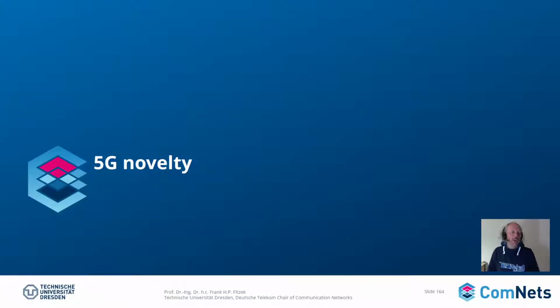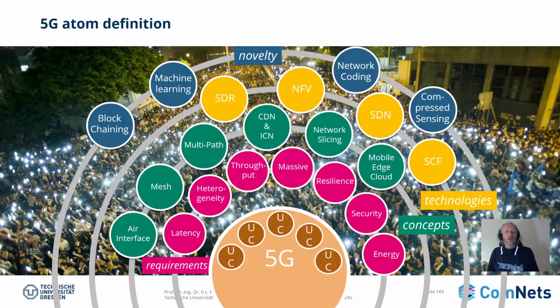Okay, coming back to 5G novelty. So what is missing now is the last tier of our 5G atom. And what you see here is new technologies that you can now implement on the software layer. So the softwareization opens up the box that any innovation that we at the university are doing, we can just plug into the network, right?